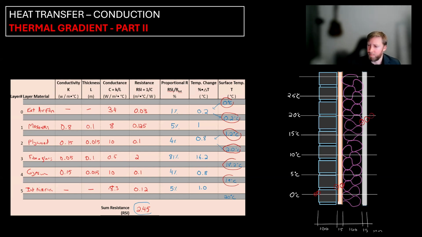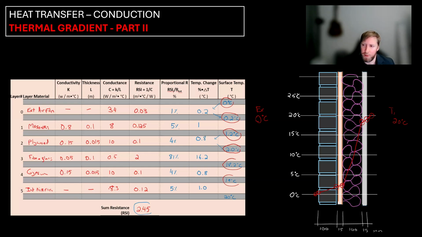So pretty simple stuff. And if we connect these dots, draw a line through all of these, we actually get the temperature profile. So this temperature profile is what we would expect if the conditions were 0 degrees Celsius on the exterior, and the temperature on the interior is 20 degrees Celsius. So we would get a temperature profile like what you see here under steady state conditions.